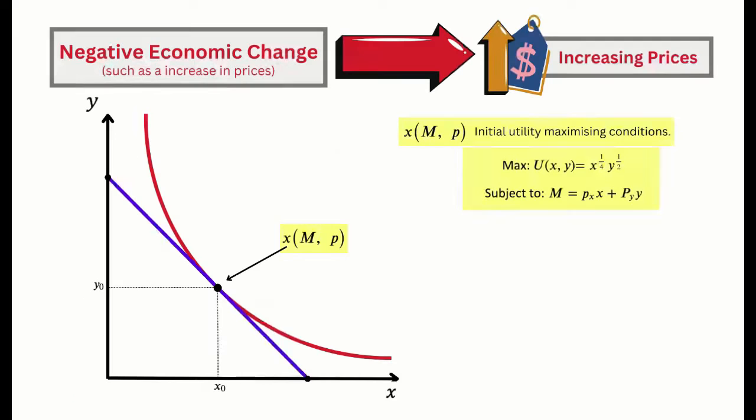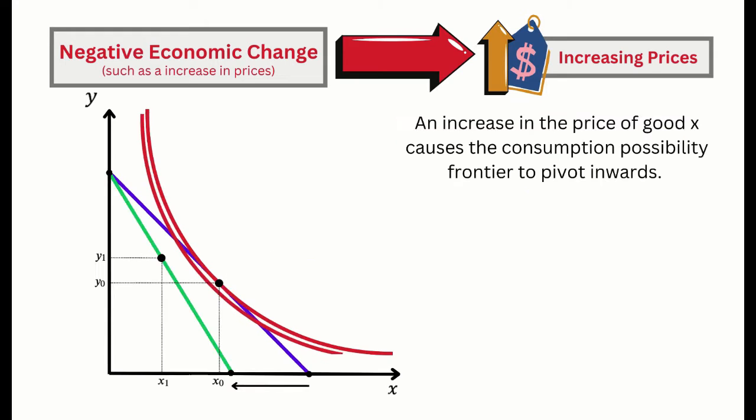compensating variation. So again, we have to maximize the consumer's utility subject to their budget constraint using the method of Lagrange. We then use this utility function to determine the impact of a changing price on the consumer's budget constraint, which can be seen in the diagram pivoting inwards from the blue line to the green line.